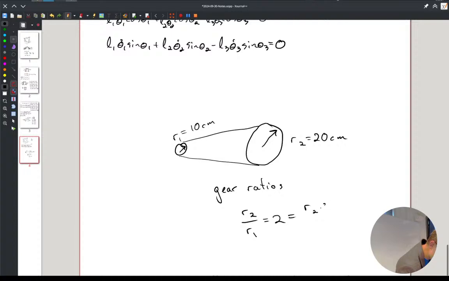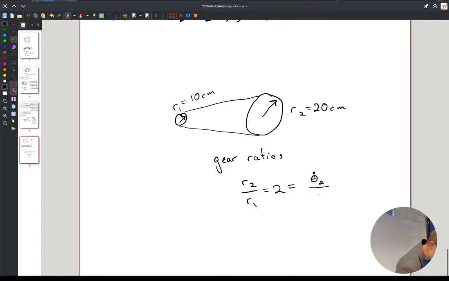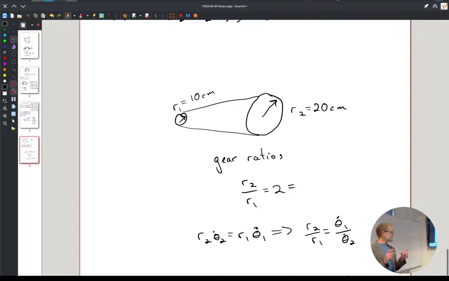theta dot 2. Let me double check, I'm just trying to make sure that I do this correctly. So R2 theta 2 dot equals R1 theta 1 dot. So for a gear ratio like that, we can set up a constraint equation that one gear is always going to move twice as fast as the other gear.